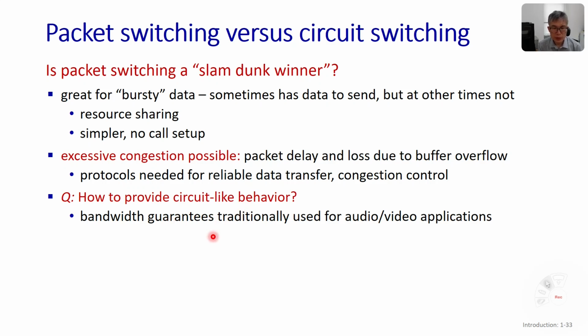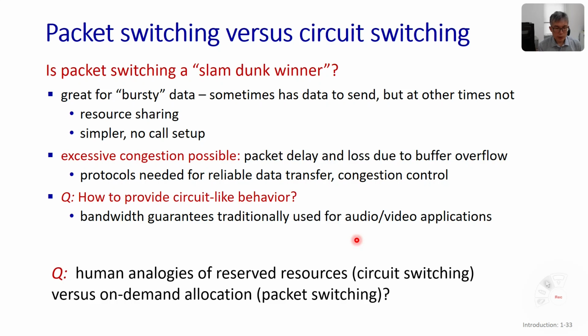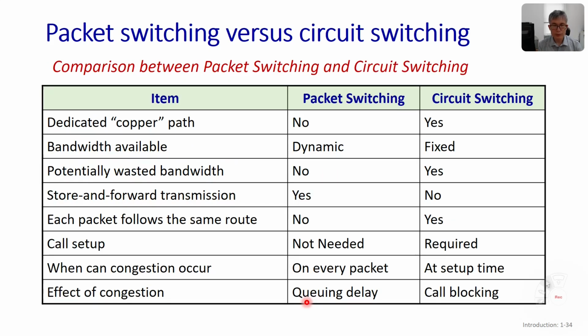Bandwidth guarantees are traditionally used for audio-video applications. The human analogy of reserved resources is circuit switching, versus on-demand allocation, which is packet switching. This is a comparison between packet switching and circuit switching. A circuit has a dedicated copper path. In packet switching, there is no dedicated circuit path, and according to routing updates, a packet follows the new routing path.